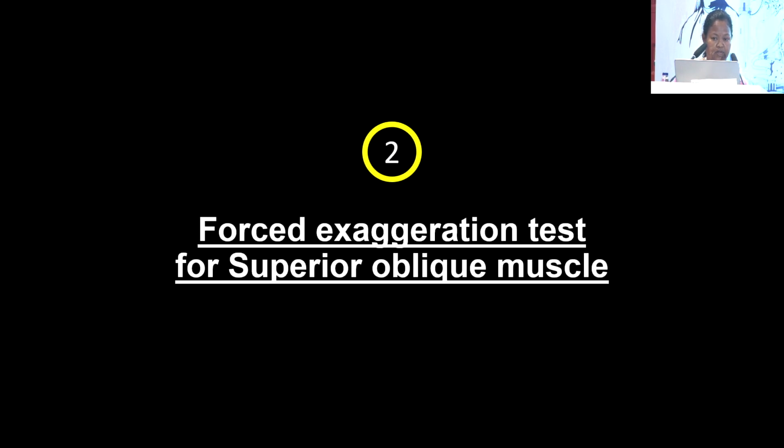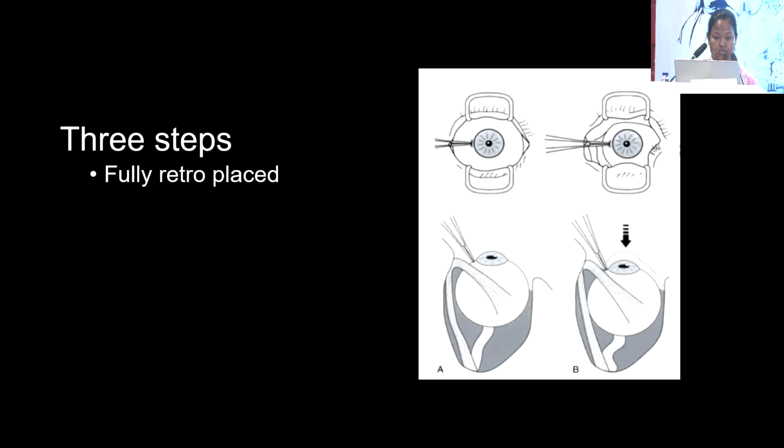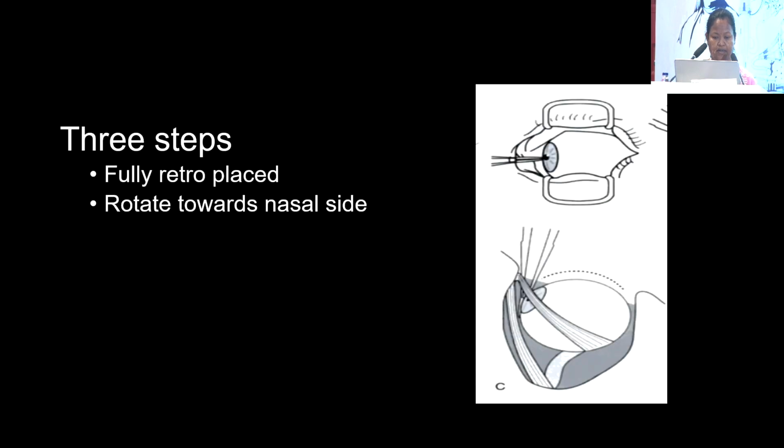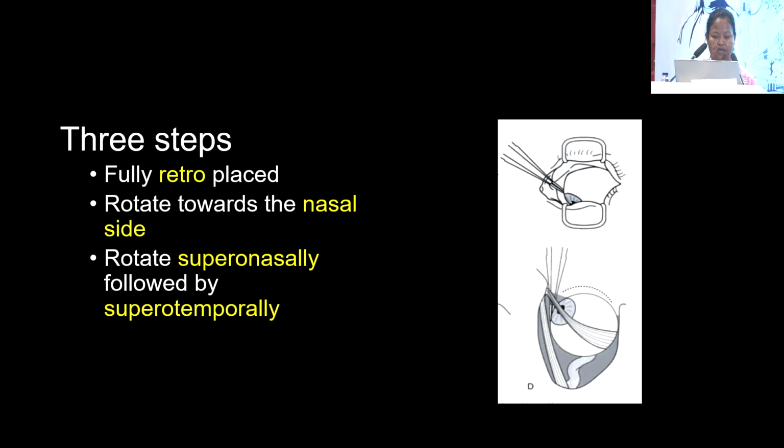But in the superior oblique muscle it is difficult to understand. That is called the force exaggeration test or force traction test. Let's see. The first step is full retroplacement of the globe, so that the optic nerve is compressed and the muscle will contract. Second is to rotate towards the nasal side, so that again the muscle will contract. Third is to rotate supranasally followed by supratemporally, so the muscle will contract.